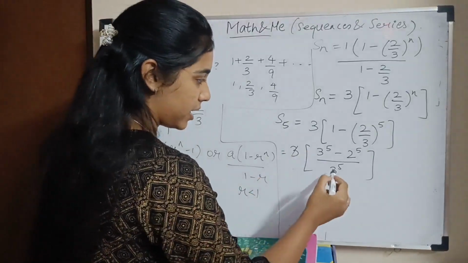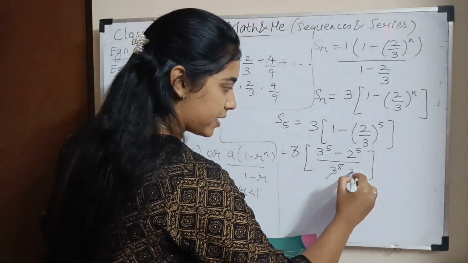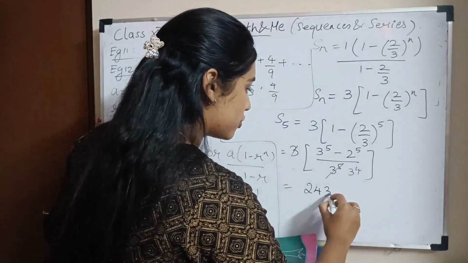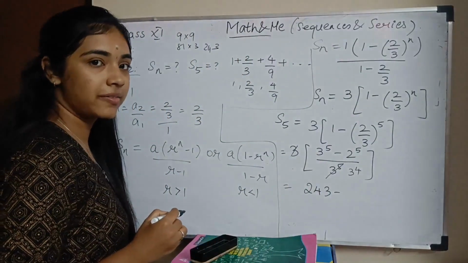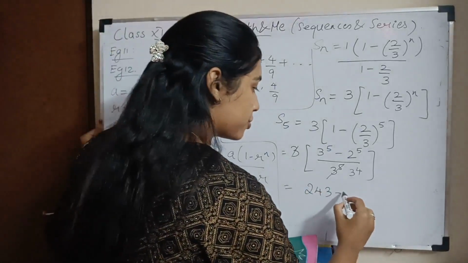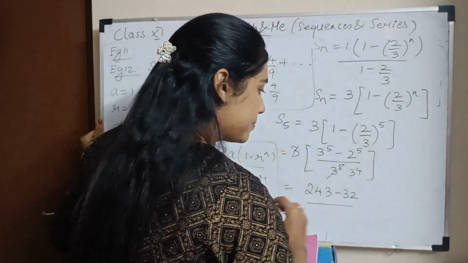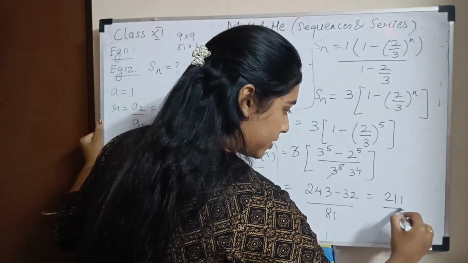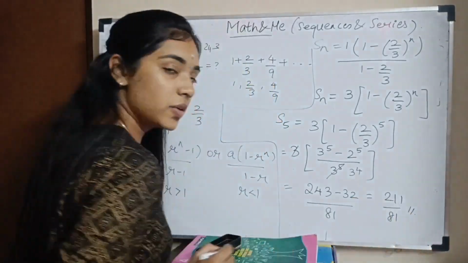So this 3 and one of the 3s go off. So what will I have? I have 3 to the power 4. 3 to the power 5 is 243 minus what is 2 to the power 5? 8 times 4, 32. Divided by 3 to the power 4, which is 81. So what is my final answer? I have 211 divided by 81. Okay.